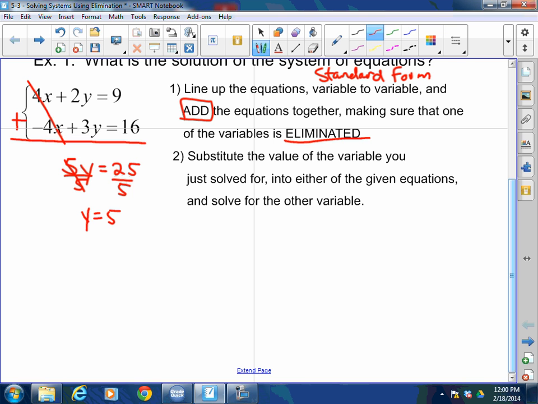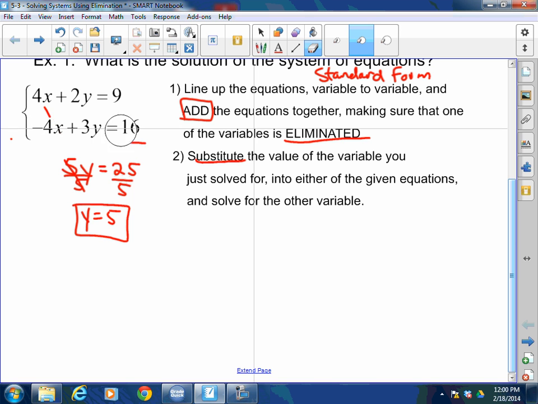y equals 5. Now that we have the value of y, it's kind of like a substitution again. You're going to substitute the value of the variable you just solved for into either of the given equations and solve for the other variable. So now that you know that y equals 5, you can plug that y back into here or here. I really don't care. It doesn't matter.